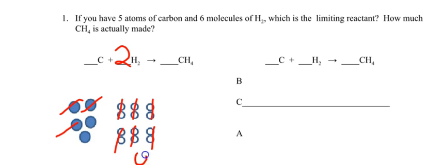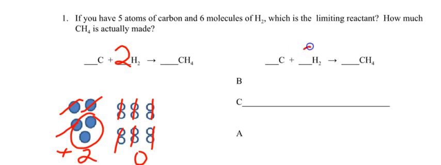H2, they're all gone. I have 0 of these. Which one is in excess? Carbon, because I have 2 leftovers. So that means how many CH4 methanes can I make? Well, let's see here. I'm going to make 3 of those, aren't I? If you look, I'm going to make 3. And does that make sense?